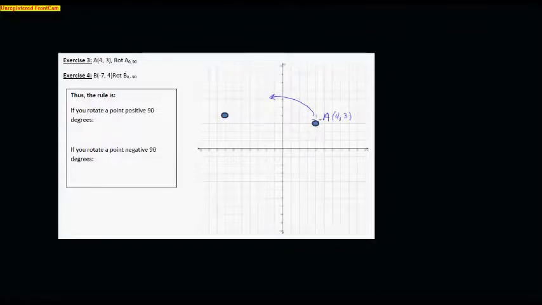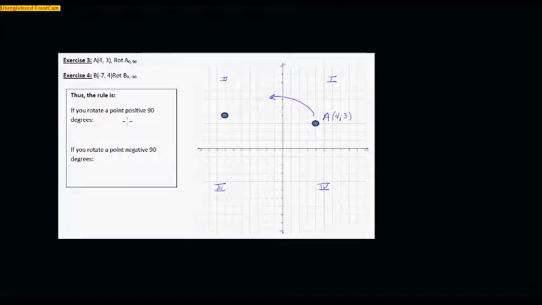So this point that starts out in quadrant 1, remember this is quadrant 1, this is quadrant 2, this is 3, and this is 4. All right, when I rotate this whole coordinate plane, this point in quadrant 1 is going to end up in quadrant 2.